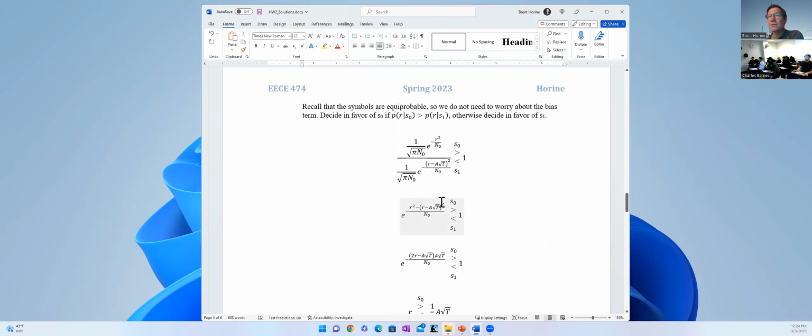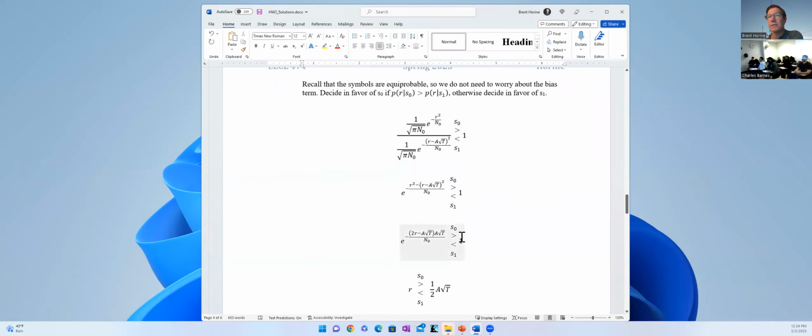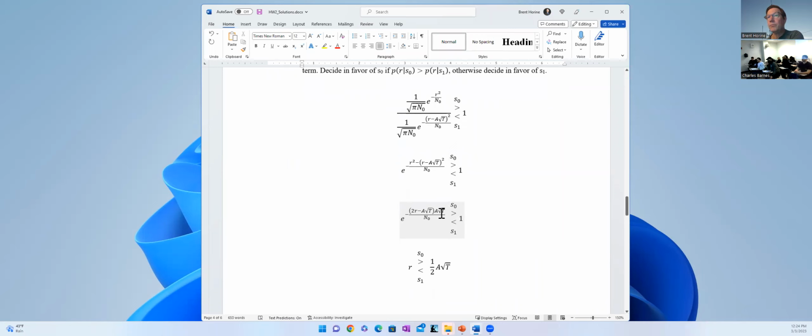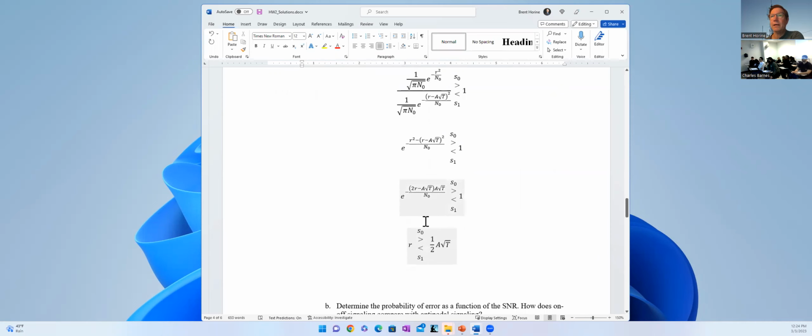There's a minus sign out there, so we can multiply this square out and cancel out some terms. The R squareds will cancel out, and you will end up with this relationship. Okay, so now we look at this and it's like, can we simplify it some more? And yes, you can, with a little bit more algebra, and noting how this is going to work out. So if R is greater than this, then you're going to decide in terms of S0.